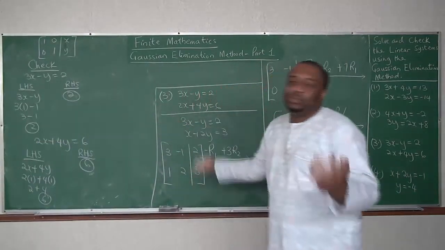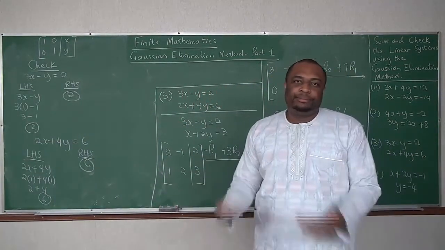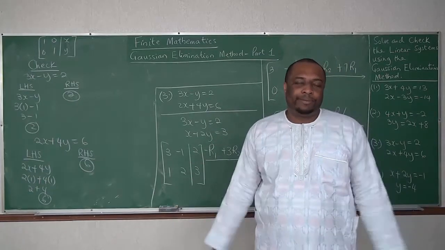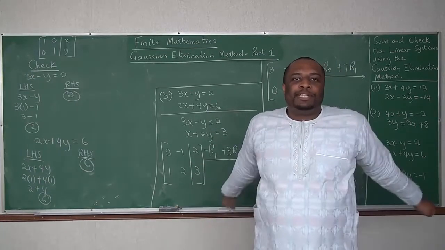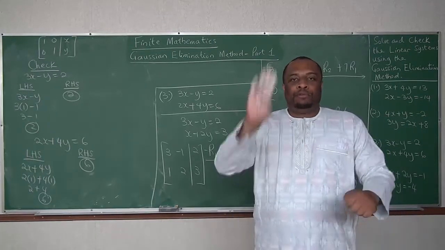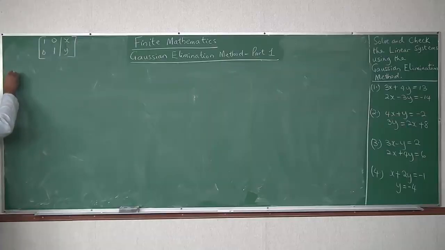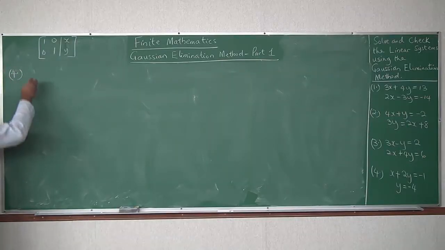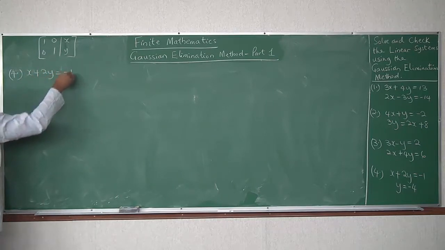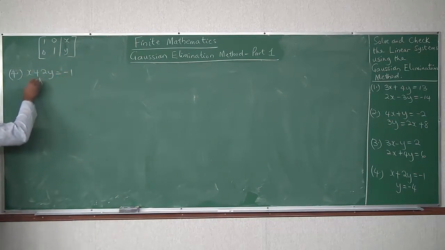Okay, so it worked for the third question, for the 2 equations. So we move over to what? Last but not the least. Question 4. Question 4, we have x plus 2y equal to negative 1 and then y equal to negative 4.